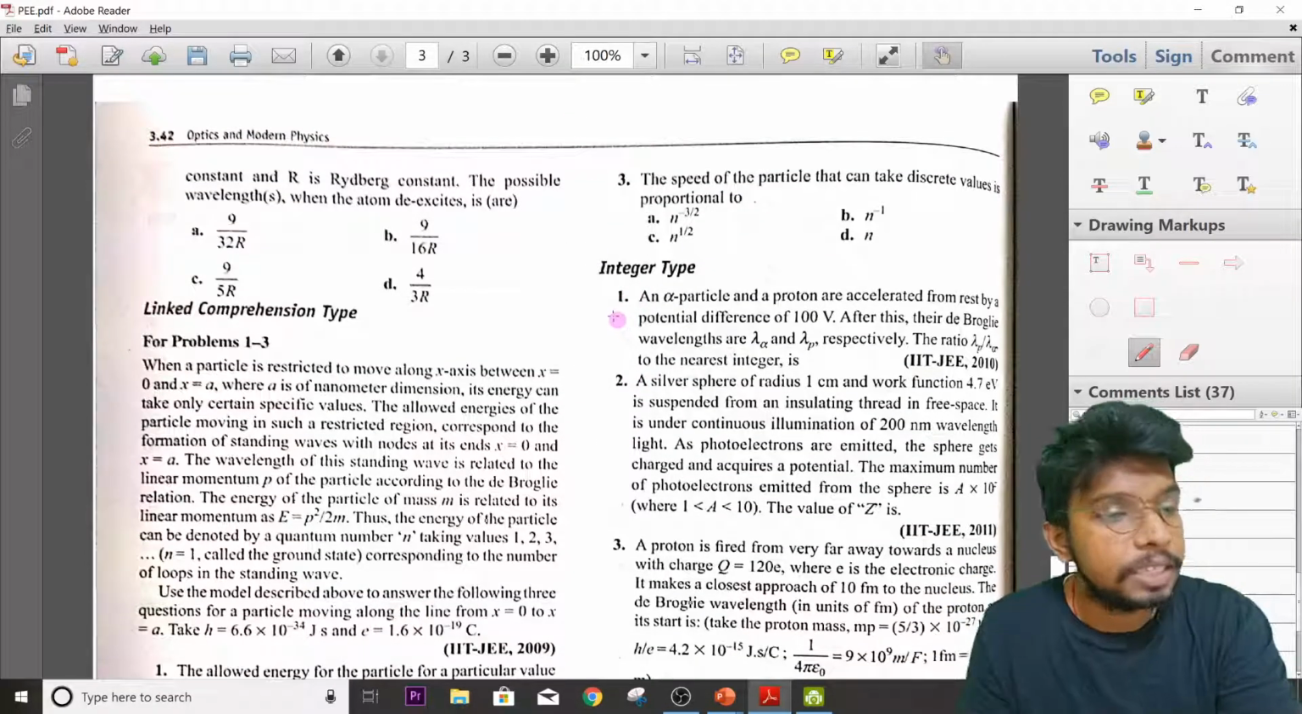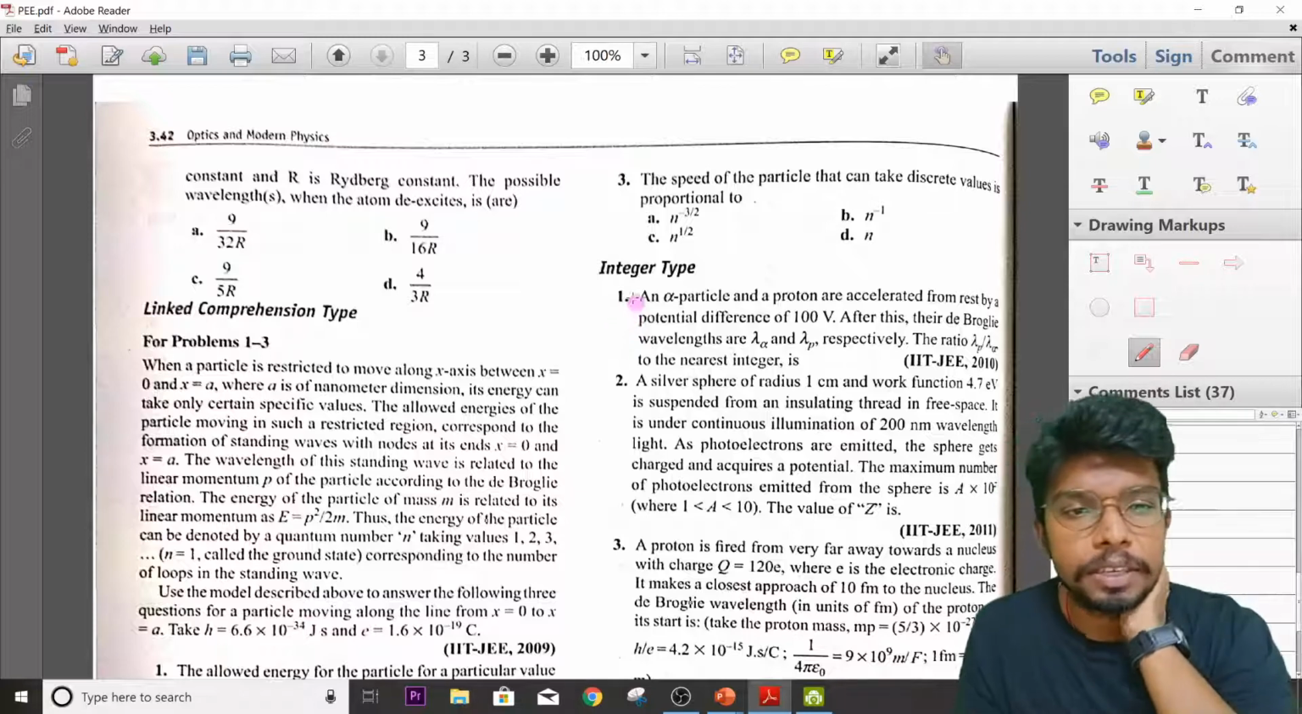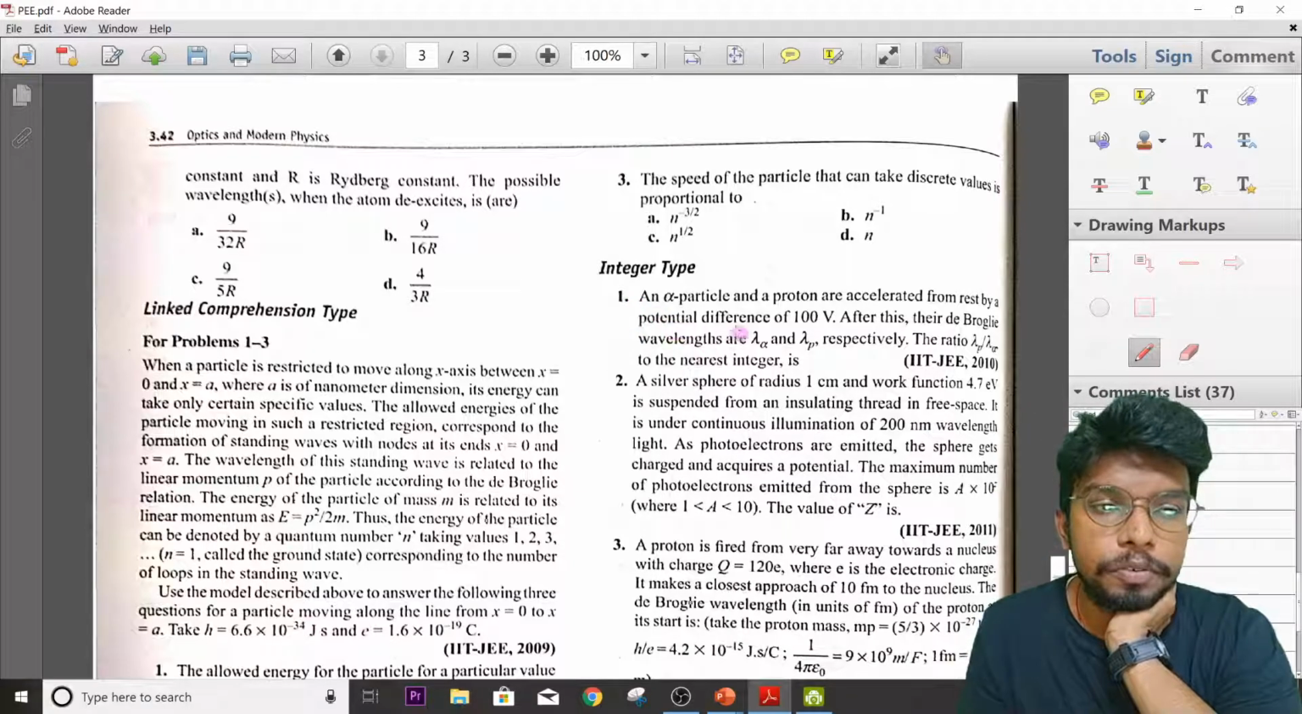Okay, let's take the integer type. An alpha particle and a proton are accelerated from rest by a potential difference of 100 volt.